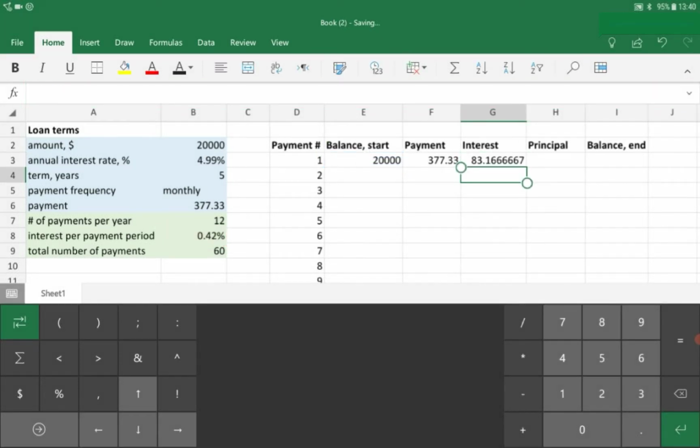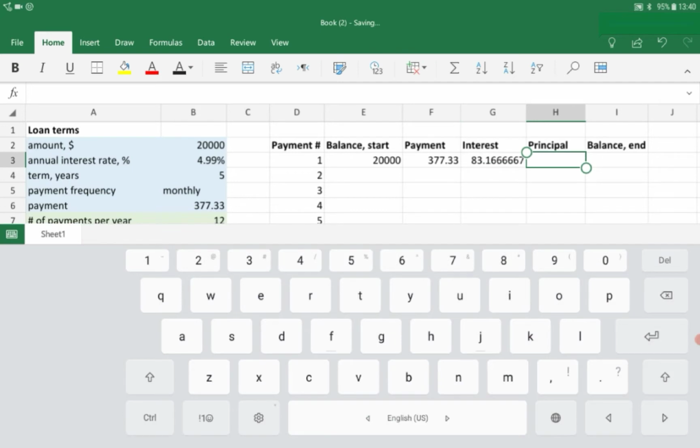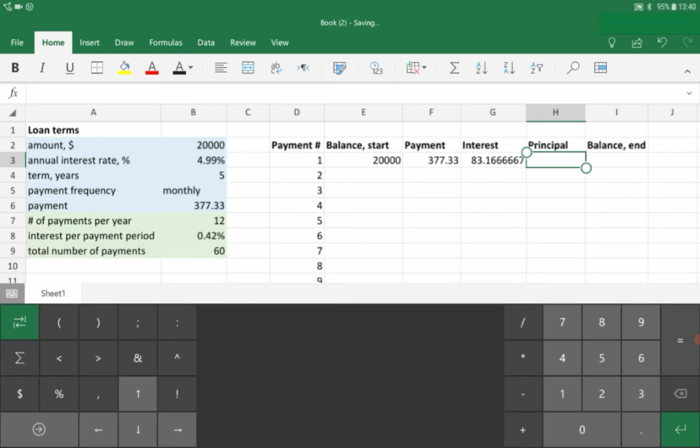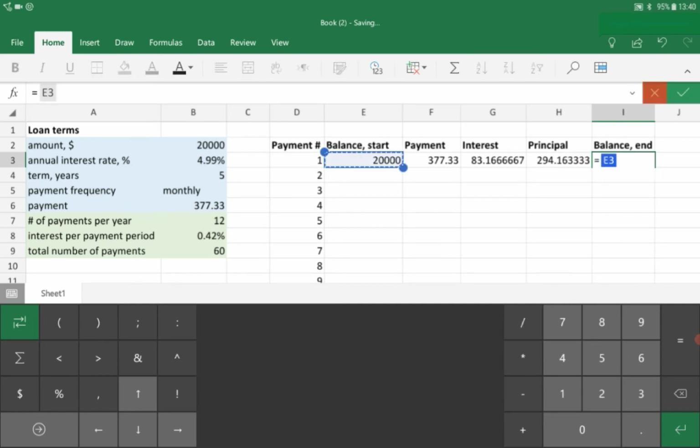The other portion of your payment of $377 is the principal portion, which will reduce the loan balance. It's the difference between the payment and the interest portion of it. And the balance of the loan at the end of the period is the difference between the balance at the start of the period and the principal portion of the payment.